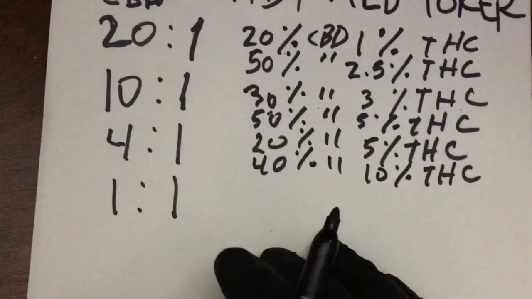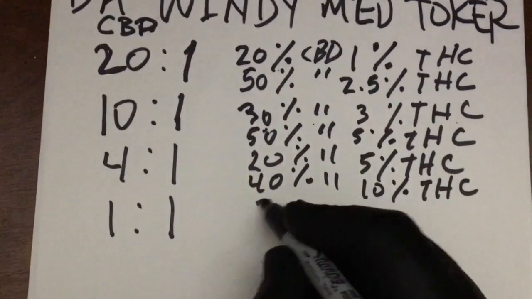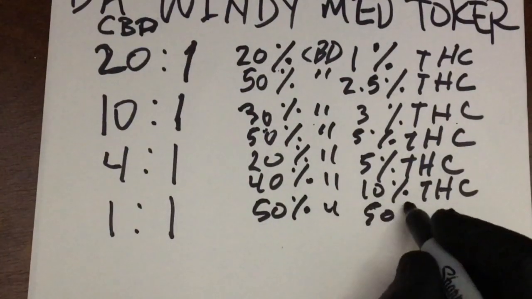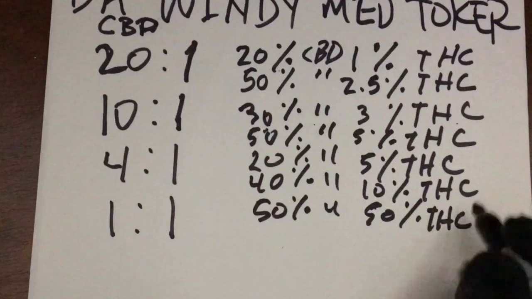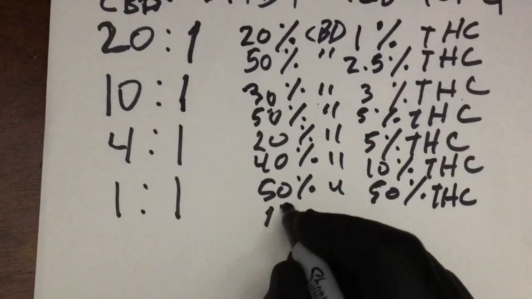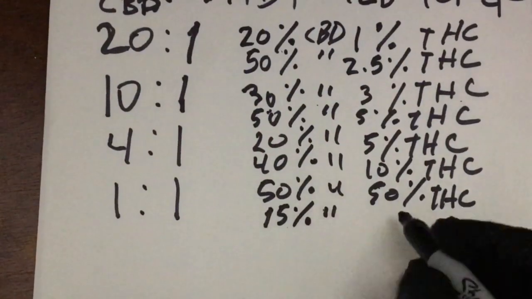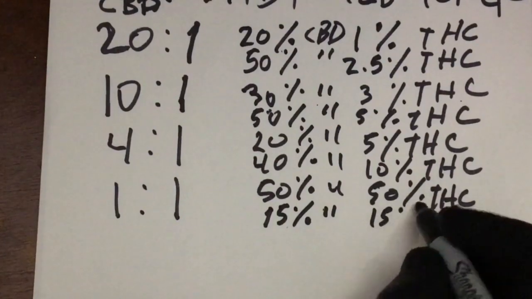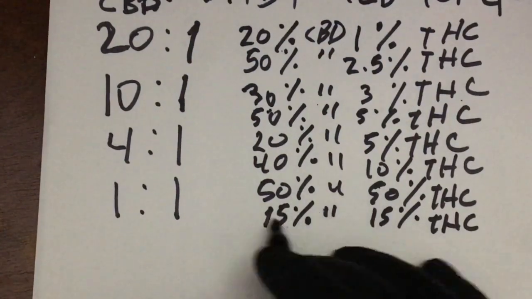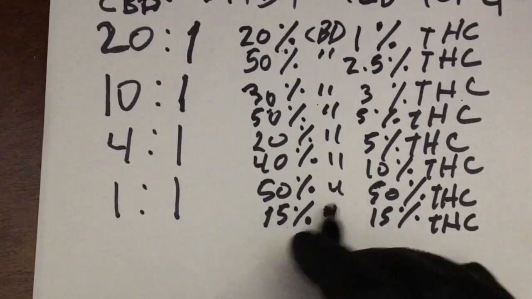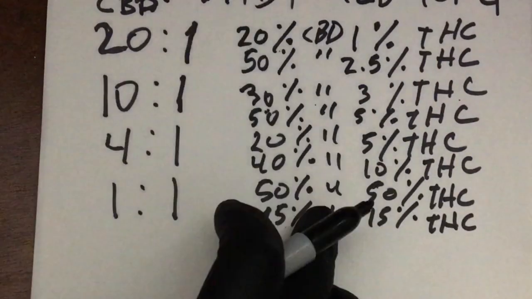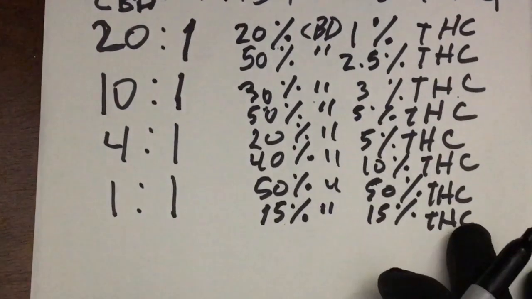Now 1-to-1 is just an equal amount. If you had, let's say, a strain with 50% CBD, it would have 50% THC. If you had 15% CBD, you'd have 15% THC. So again, if it was reversed, if it was a higher THC, then it'd be the same for this one. But in these here, you just flip it around. Instead of CBD here, it would be THC and then CBD here.